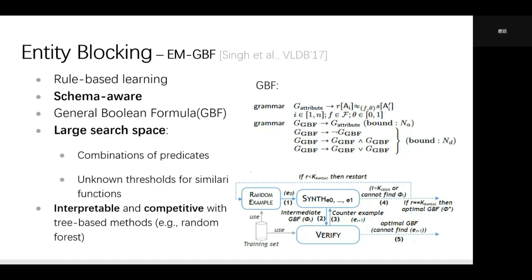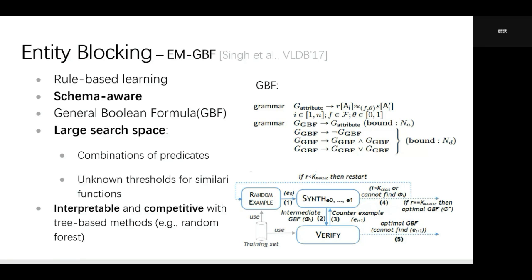Tree-based methods can also be considered as rules for each part, but they are very complex and hard to understand by humans. So the advantage of EMGBF is that the GBF has comparable performance, and the GBF rules can also be understood by humans.